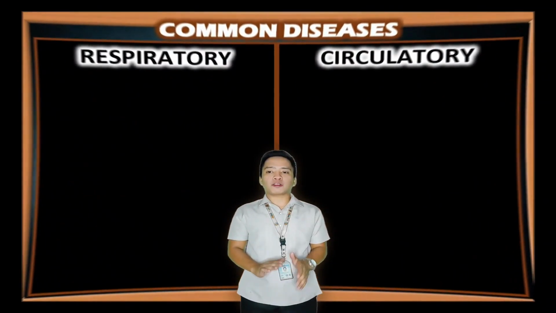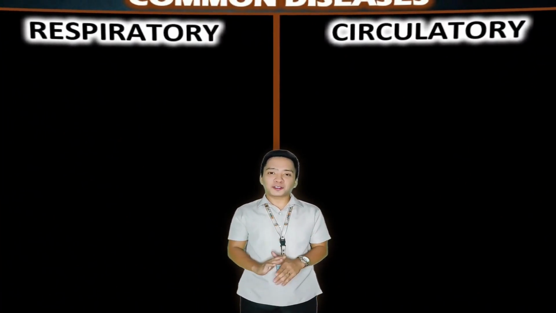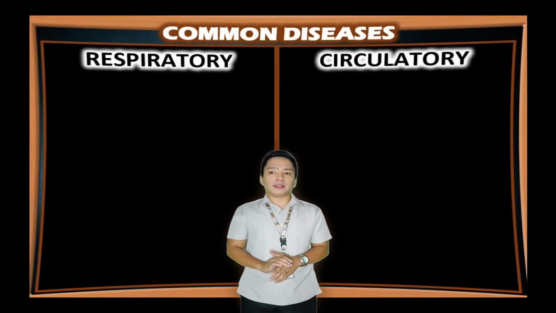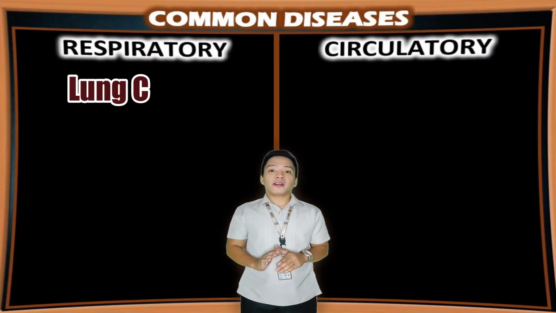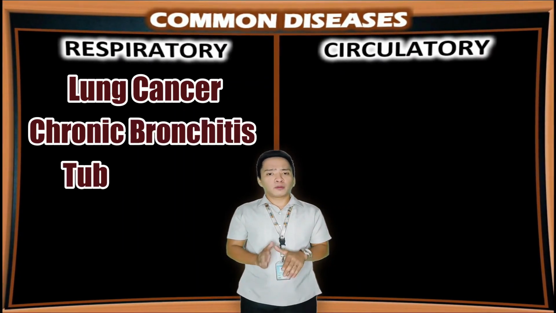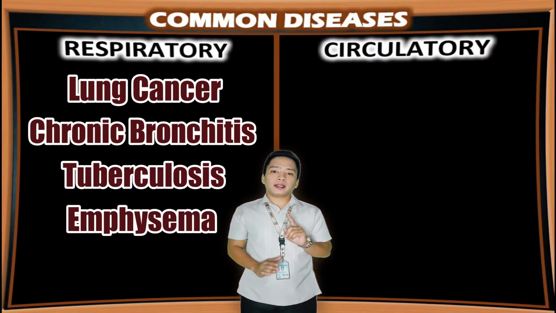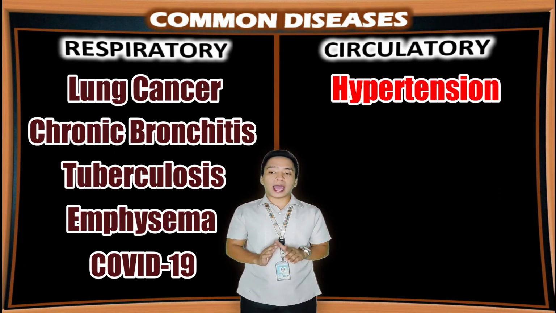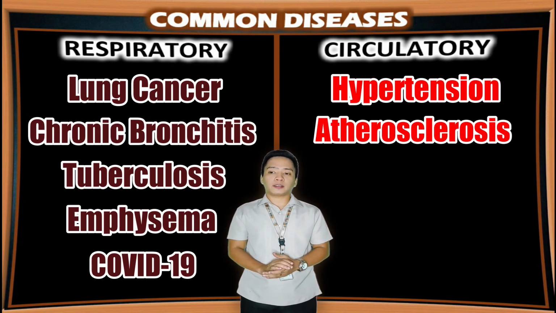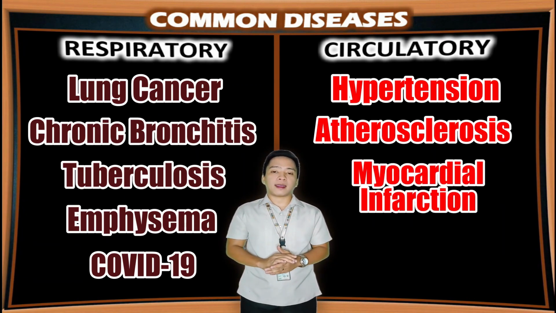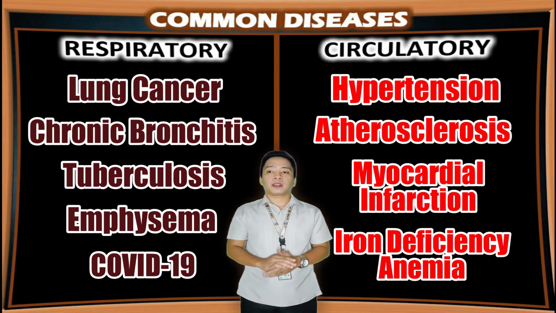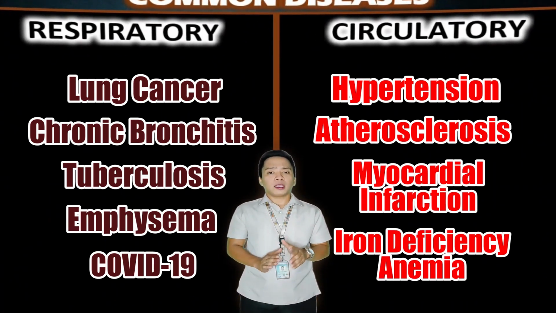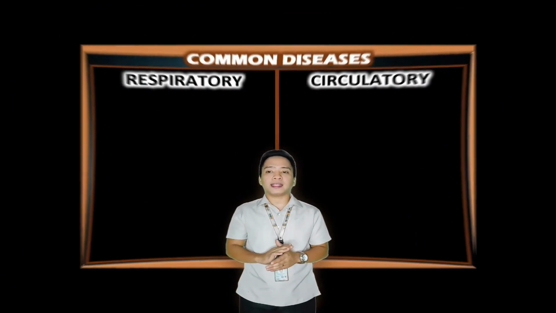Let's have a short review about the common diseases of the respiratory and circulatory system. The common diseases in the respiratory include lung cancer, chronic bronchitis, tuberculosis, emphysema, and the latest coronavirus disease or COVID-19. While in circulatory system diseases, we talk about hypertension or high blood pressure, atherosclerosis, myocardial infarction or heart attack, and iron deficiency anemia. These are just few of many diseases that you may acquire and can endanger your life if you continue to engage yourself in an unhealthy lifestyle.